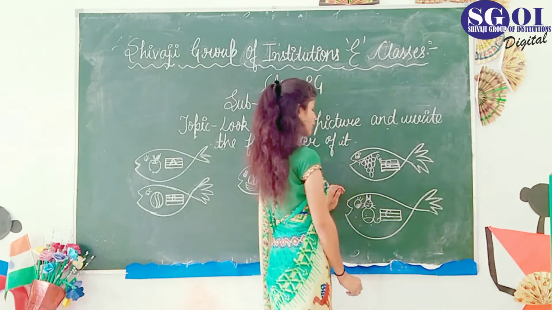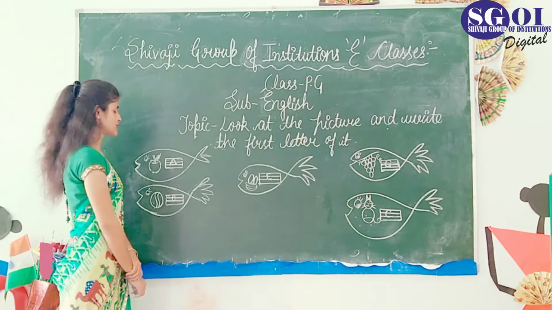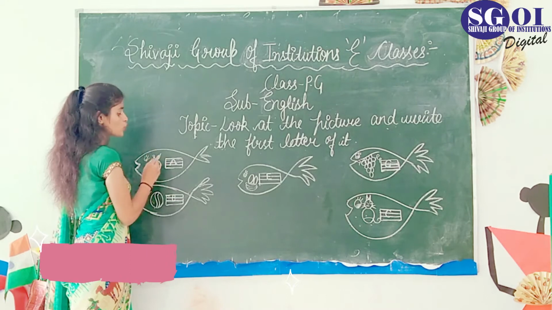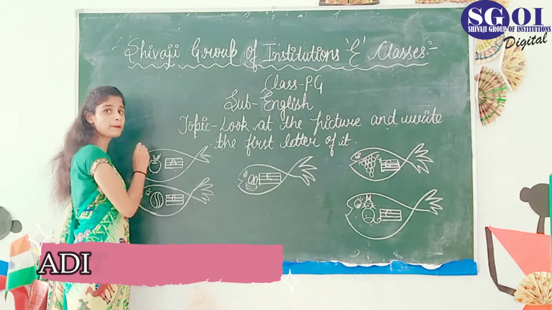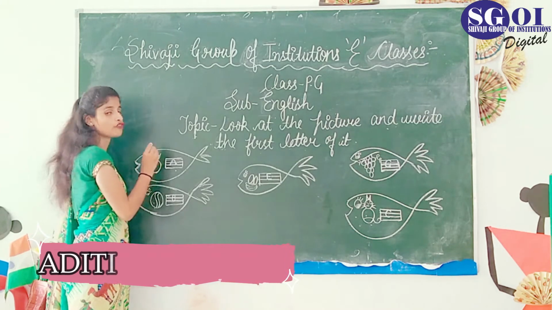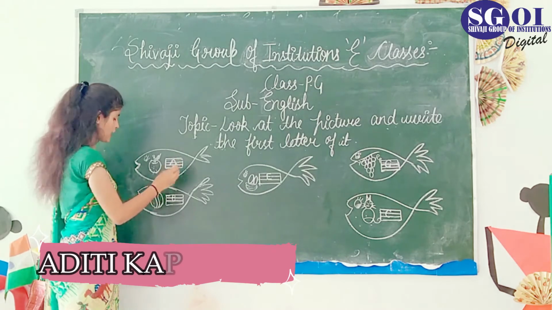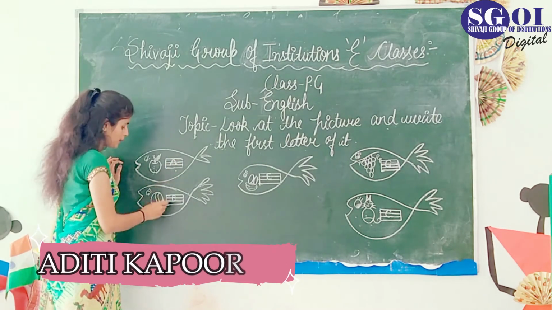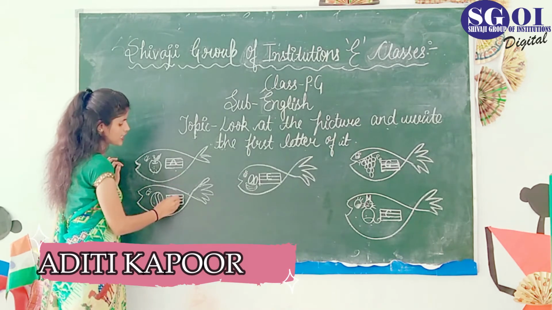Cat. Okay, kids, now I'm going to repeat it. This is the picture of apple, A for apple. So we write over here letter A, the first letter of the picture. This is the picture of ball. B for ball. B is the first letter of ball.